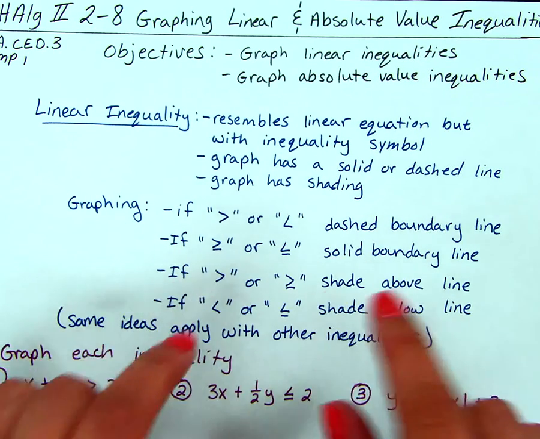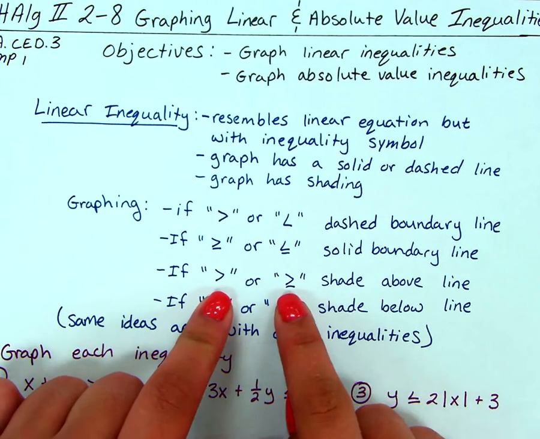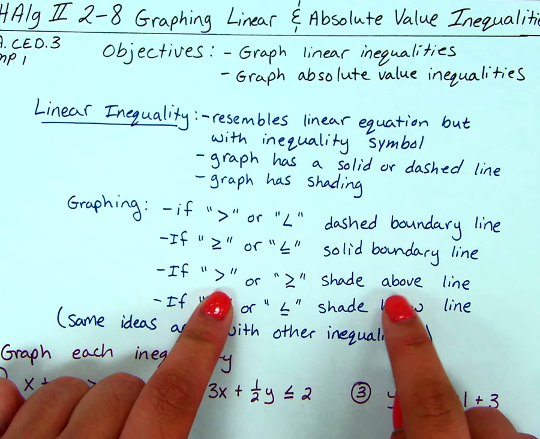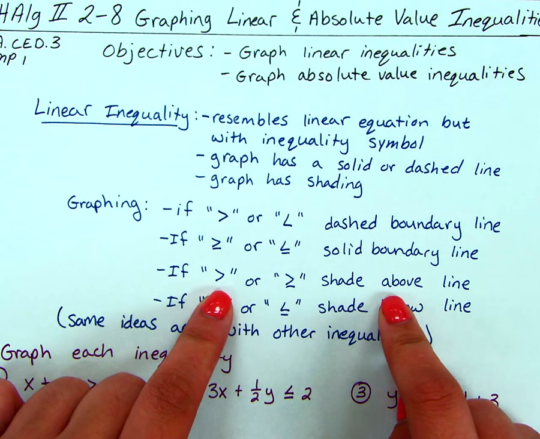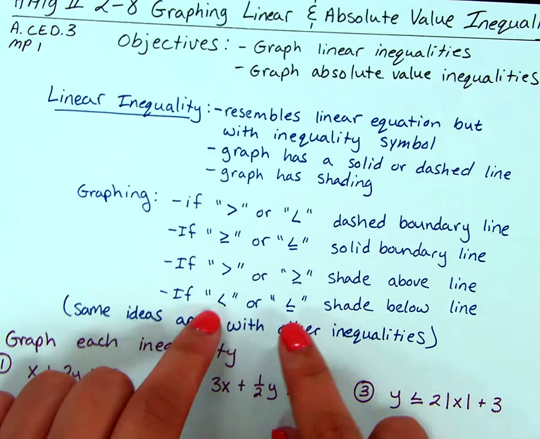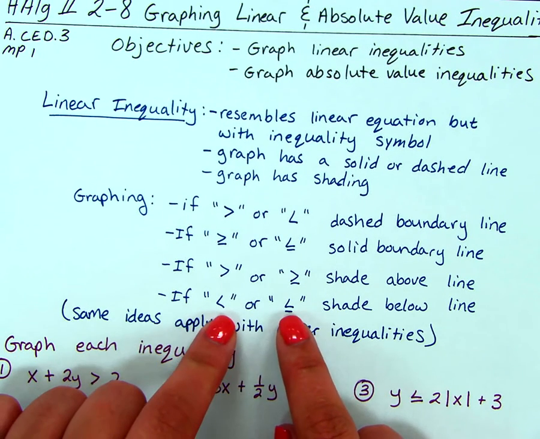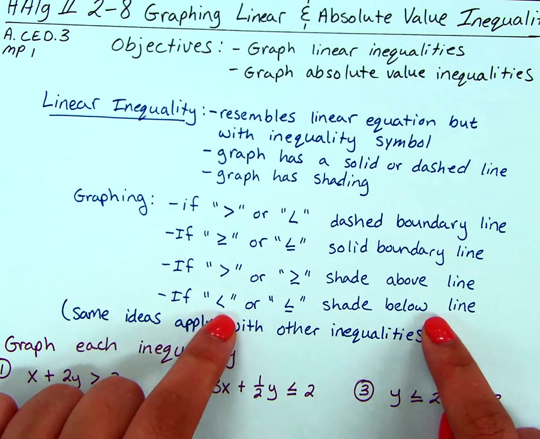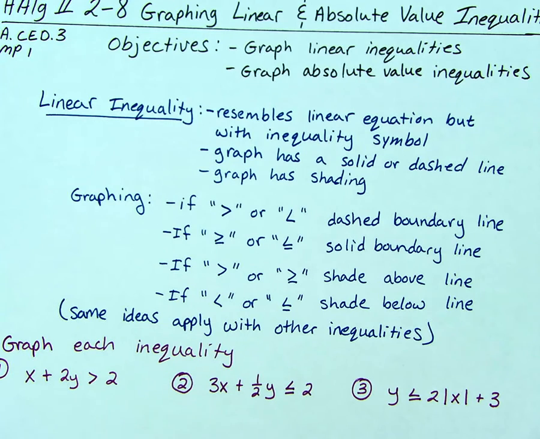Now for the shading, if it's the greater than symbol, we shade above. What this is saying is we want to shade the bigger y values. And for these, if it's the less than symbol, we're going to shade below our line. So we want to shade all of the smaller y values.